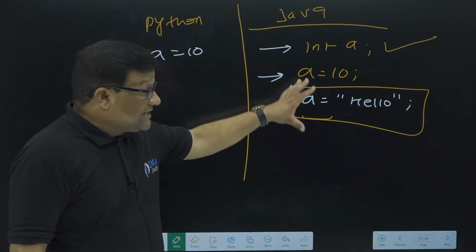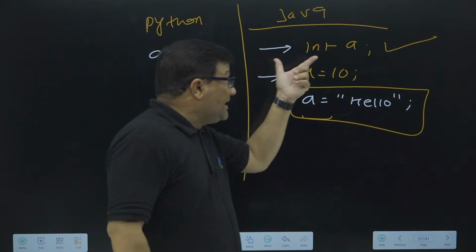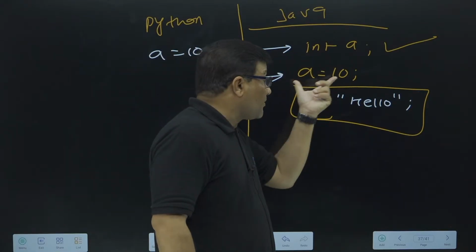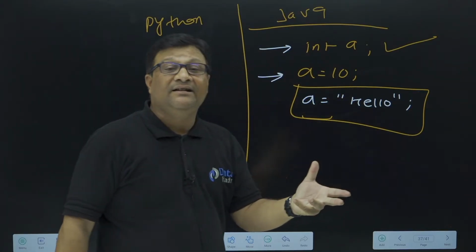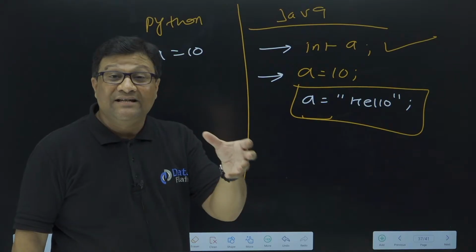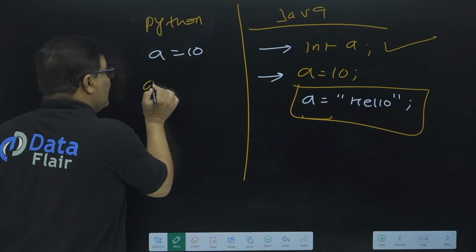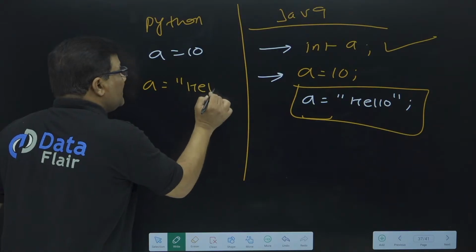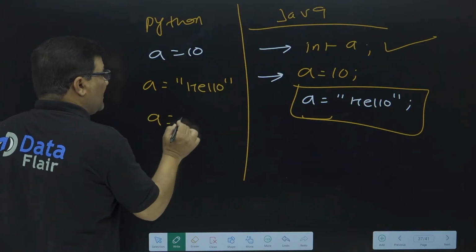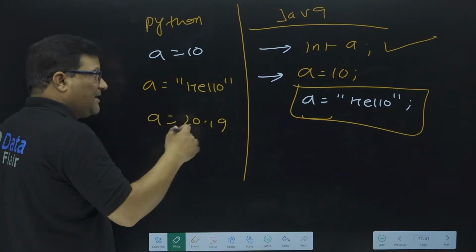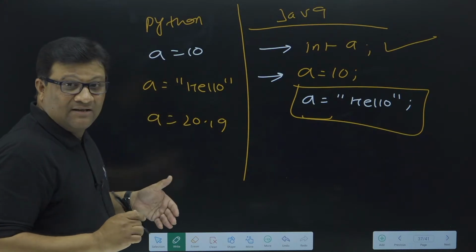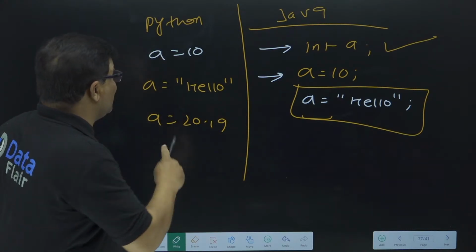Okay, see, this is the scenario in Java. If you declare a variable as an integer type, then you are not allowed to store any other data type in this variable, right? It's a strictly type-checked language, right? While in Python, even in the second line, if you want, you can change the type to "hello". Even in the third line, if you change the type to 20.19, it's okay. It changes dynamically. Python automatically changes the data type.